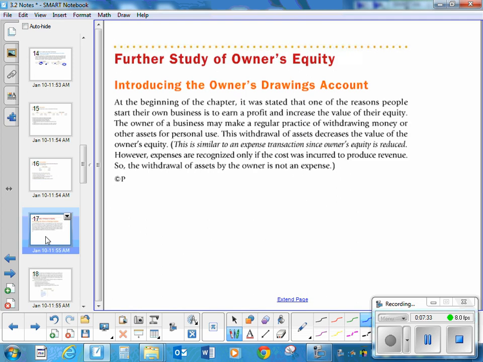Okay, the last thing I have to talk to you about is the owner's drawing account. An owner is not considered an employee of the company, but yet they still need to get paid. So when an owner gets paid, they use an account called owner's drawing. They are drawing either money or sometimes even merchandise from your company. Owner's drawing account is used on a balance sheet. However, it operates just like an expense account.